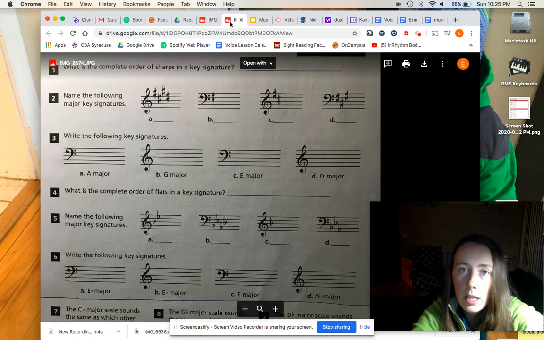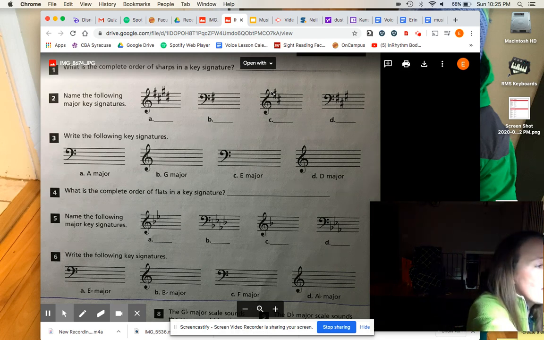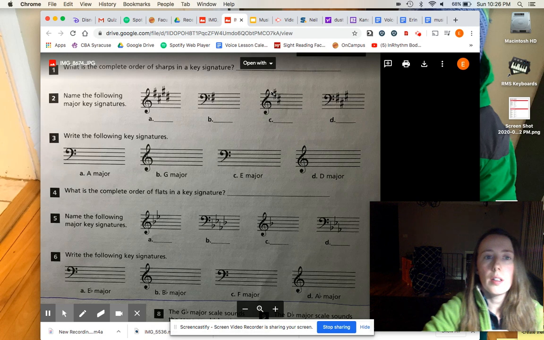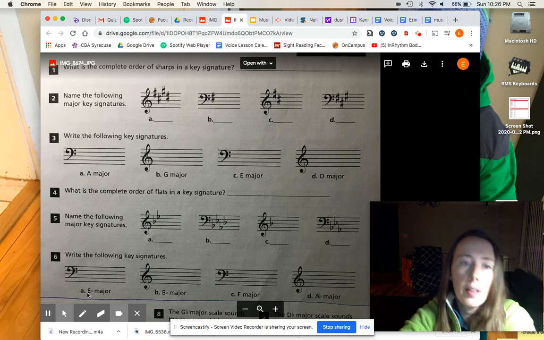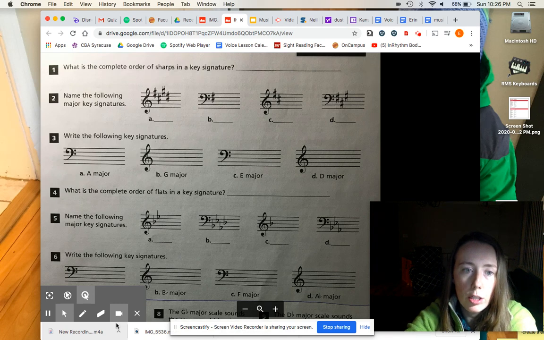So for your work today, we are going to go to page, I believe it's page 55, right? Yep, 55. You're going to do the first 6. So 1 through 6, if you see I drew a blue line underneath number 6. That's how much you're going to do today. We'll do the rest of it tomorrow.